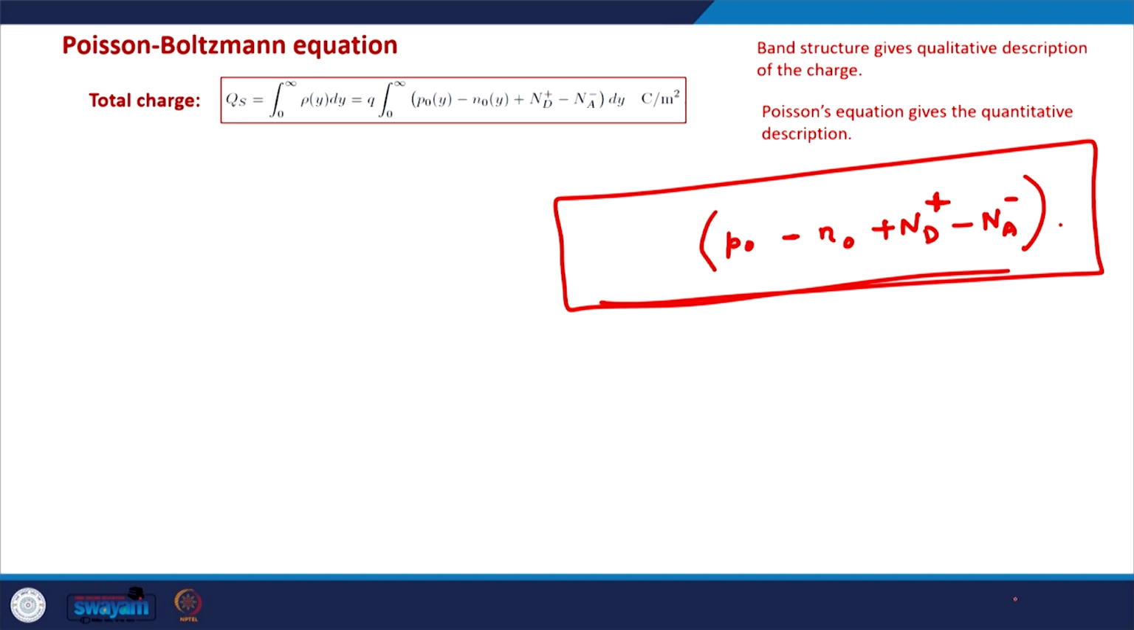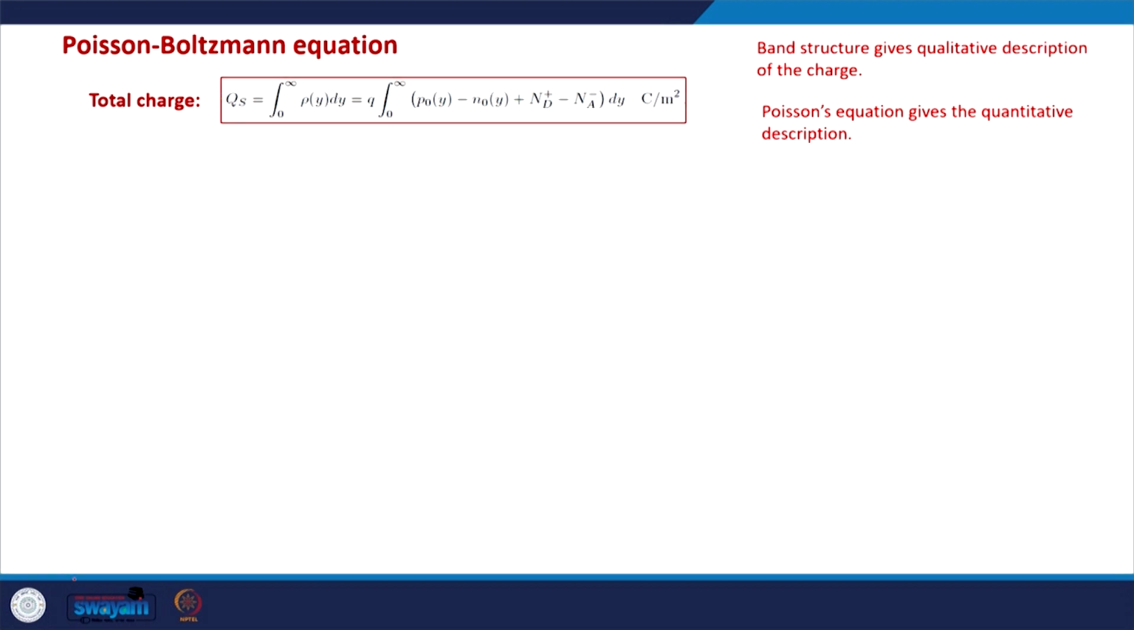So, if we have an arbitrary doping in a semiconductor, then at any point in the semiconductor the charge is given by the charge of the holes minus the charge of electrons plus the charge of ionized dopants, donors, minus the charge of the ionized acceptors, because ionized donors are positively charged and ionized acceptors are negatively charged. So, that is what we also take in this expression.